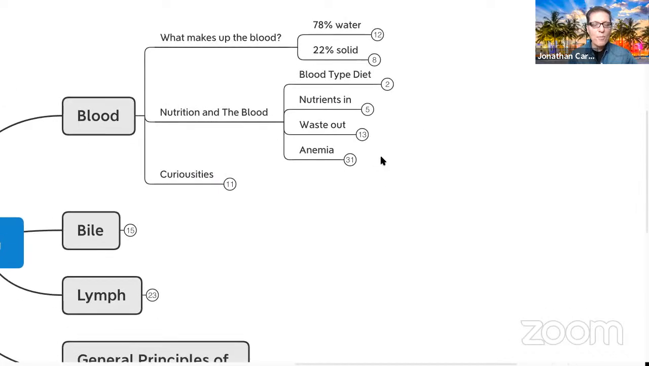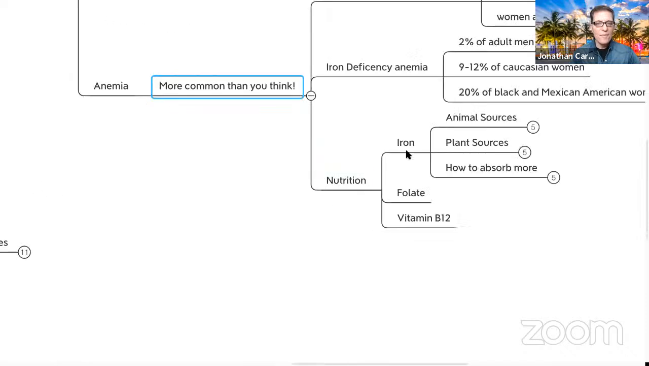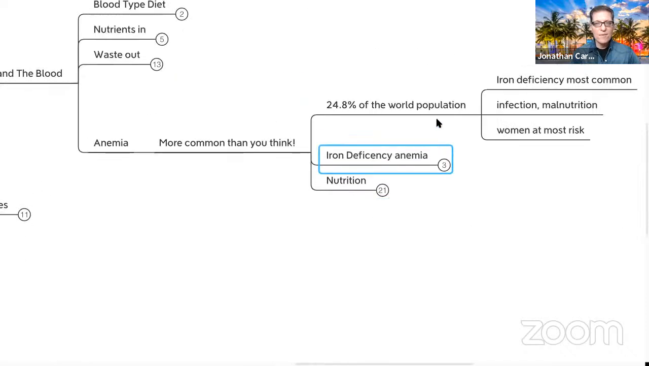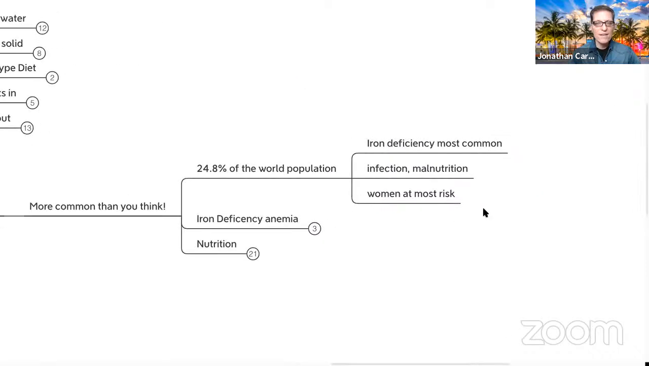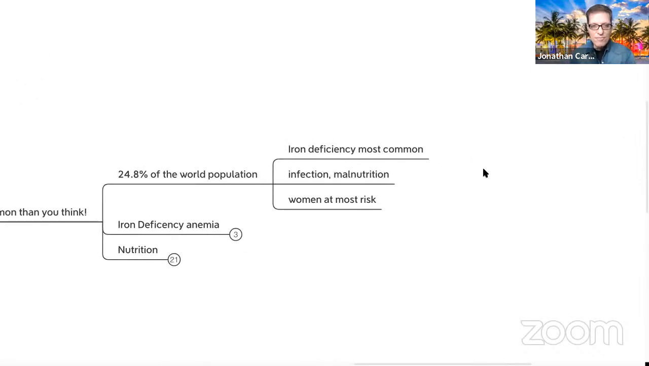I wanted to make a little note about anemia. Amazingly, it's much more common than you might think. Believe it or not, 25% of the world population has anemia. Even I did not realize that when I was preparing this talk. I wouldn't have guessed that by any stretch of the imagination. Iron deficiency is most common.